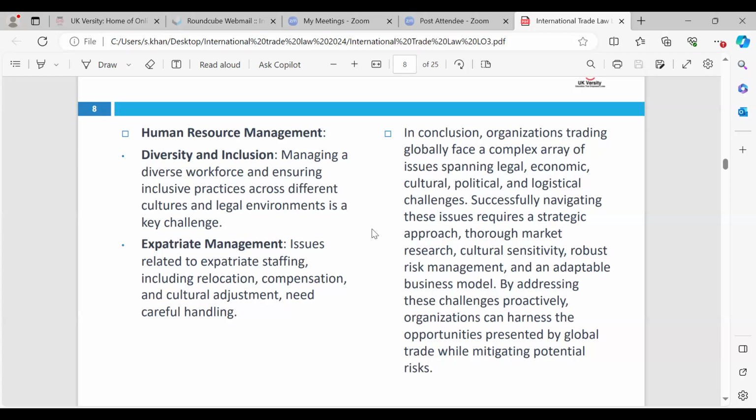adaptable business model, because there are loads of changes that need to come into place, but you need to have a good system in place to adapt to these changes. By addressing these challenges proactively, organizations can harness the opportunities presented by global trade while mitigating potential risks.